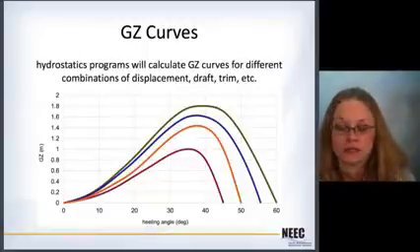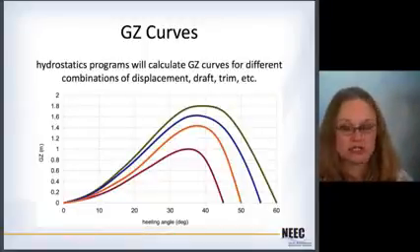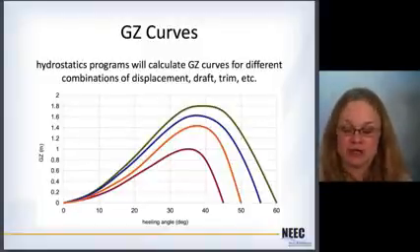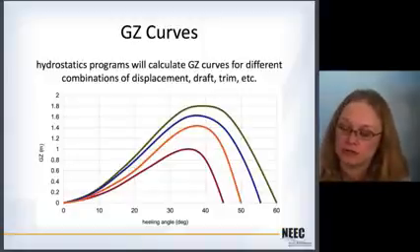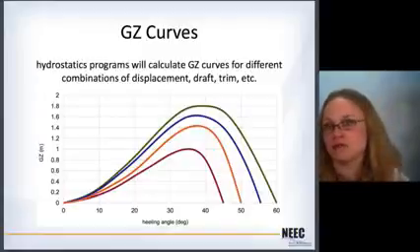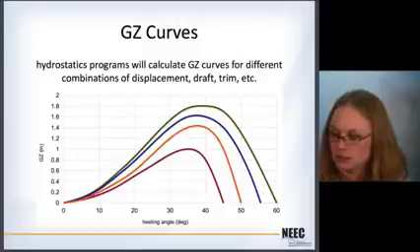All right. So hydrostatics programs, again, will calculate your GZ curves for all different combinations of displacements, draft, trim, etc. I mean, this is a major calculation here, and computers are so wonderful at crunching these numbers for us. You can get these and then plot all of the different GZ curves, so you have an idea of how your ship is going to behave in different conditions, different drafts, trims, and loading conditions and such.